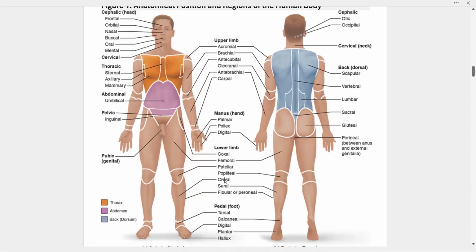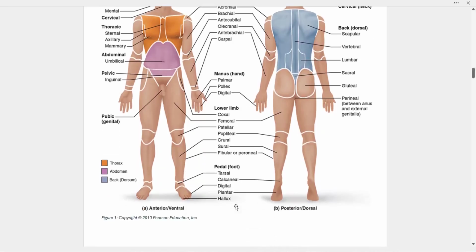Your lower leg, we have the crural and the sural. So the crural is the front of your lower leg, and the sural is your calf. We have the fibular, which is where your fibula bone is on the lateral side of your leg, and the peroneal is on the lateral side on the back. Then we have the feet, or pedal. We have the tarsal bones. The calcaneal is your heel bone. We have the digital, which is your digits. The plantar region is like the bottom of your foot or your sole of your foot. And hallux is your big toe.